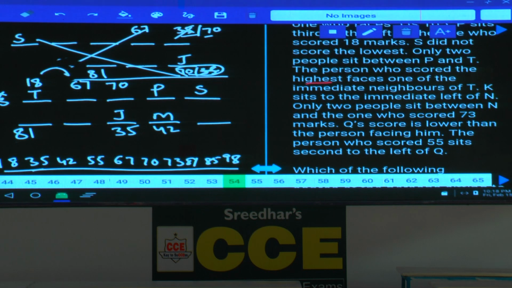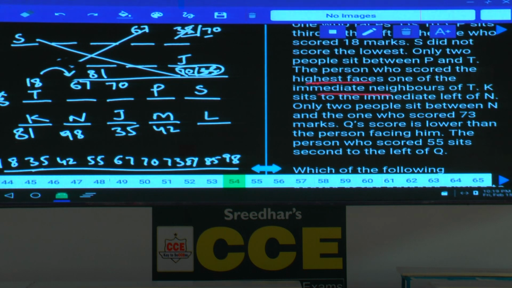Now this person is the immediate neighbor of T. Now that person is facing the highest scorer, and the highest scorer is 98, must be at this place. K sits to the immediate left of N. K is to the immediate left of N, this is K and this is N. Then tell me who is the person left over here? The second one, J, K, L, M, N.